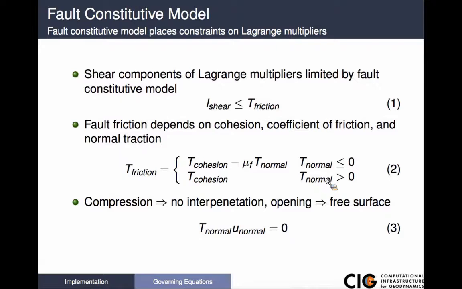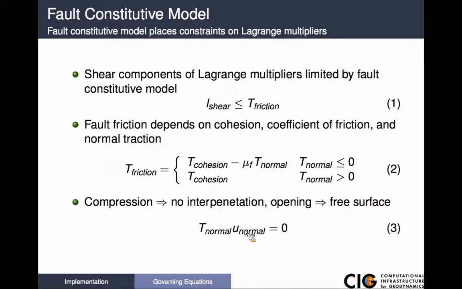We also have another secondary condition that the normal traction times the normal displacement is equal to 0. So when we have compression, we have no interpenetration. When T normal is less than or equal to 0, then U normal must be equal to 0. So this is the slip in the normal direction equal to 0. I should have put slip here instead of just the displacement.